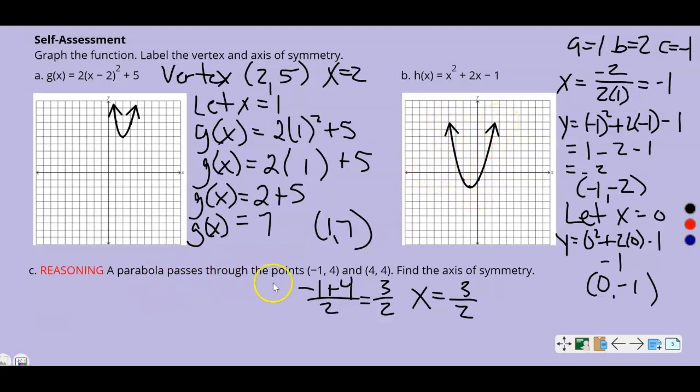All right, a parabola passes through the points (negative 1, 4) and (4, 4). Since these have the same y value, you know these points are reflections across the axis of symmetry. So negative 1 plus 4 divided by 2, basically you're finding the average between these points, between the x values. Remember, x is your horizontal movement. So I'm finding the average between these two points, and that's 3 halves. 3 halves is the same as 1 1/2.